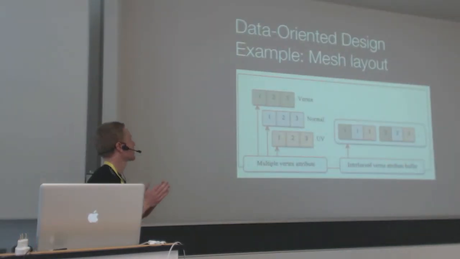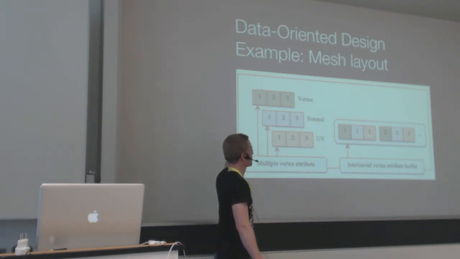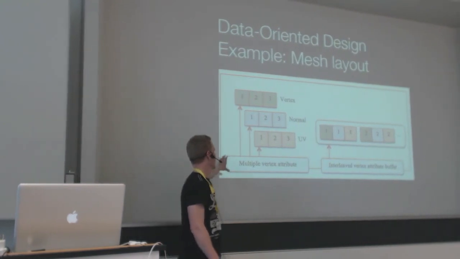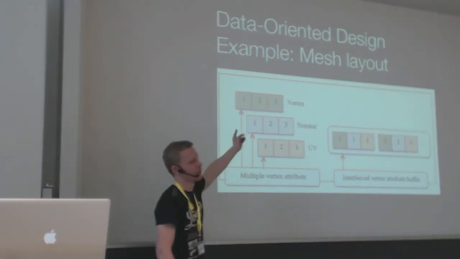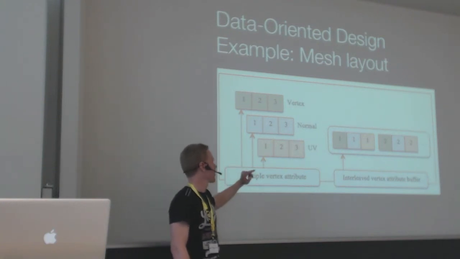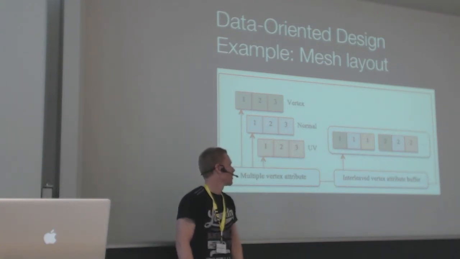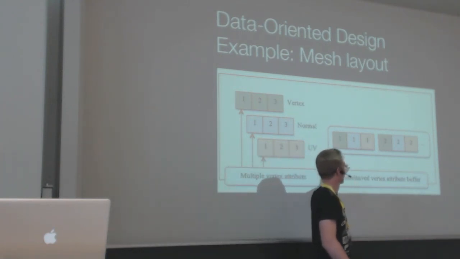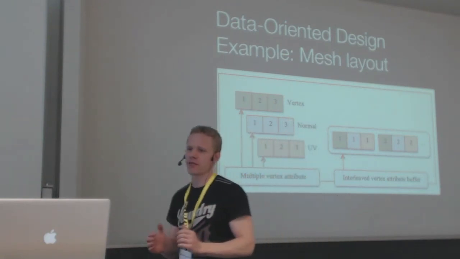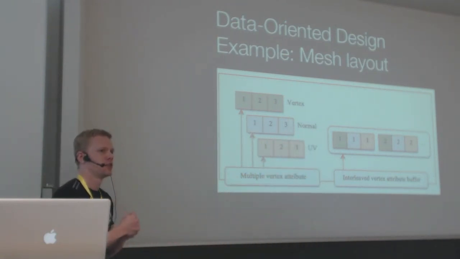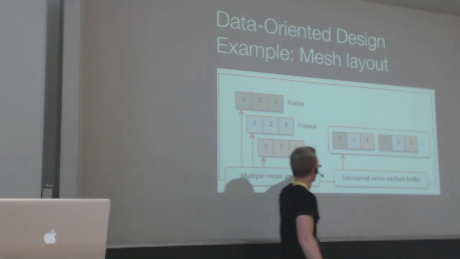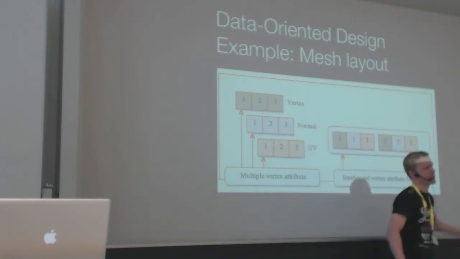A good example of this is how to structure mesh data. This shows two ways of structuring mesh data. You could have multiple buffers: one buffer with all the vertex data, one buffer with the normals, and one buffer with the UVs. But the GPU actually prefers this interleaved buffer, where for each vertex you have a position, a normal, and a UV mixed together. Then it can just go from one end of the data to the other.